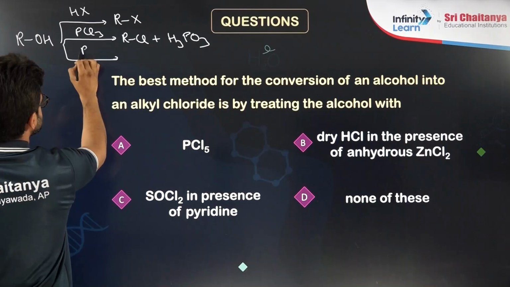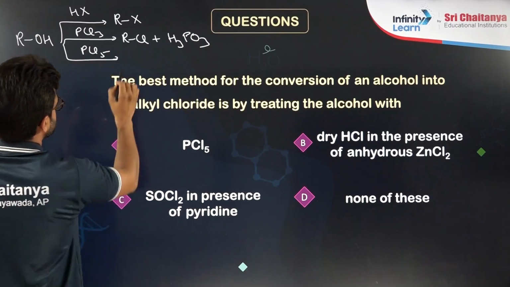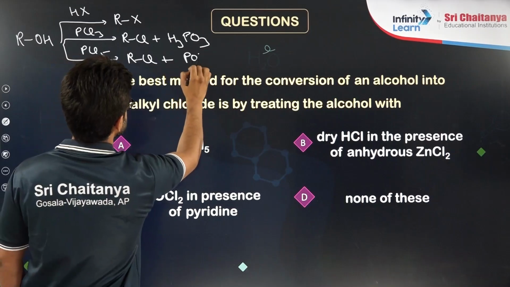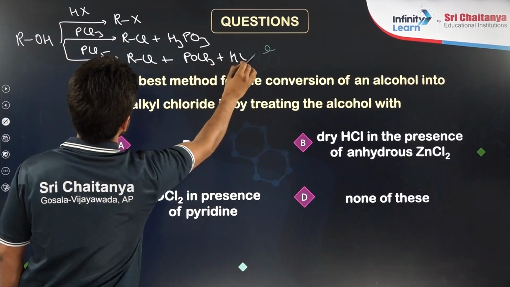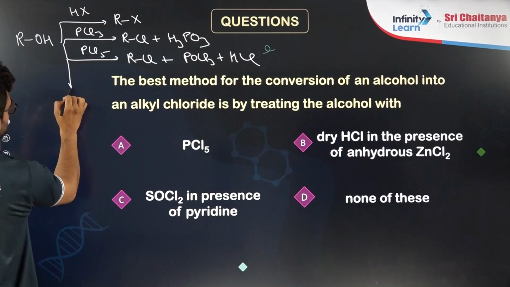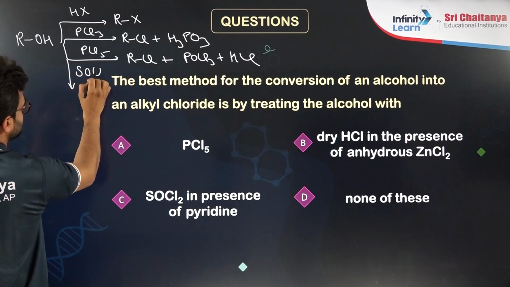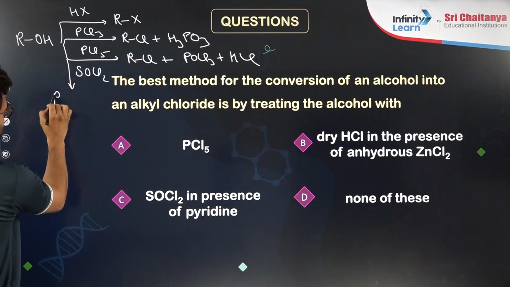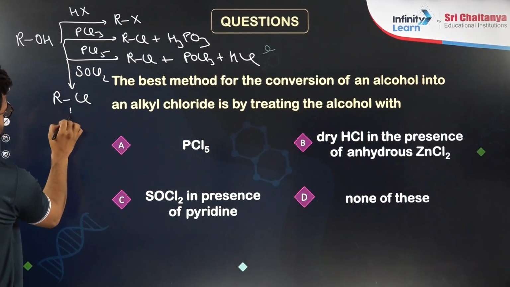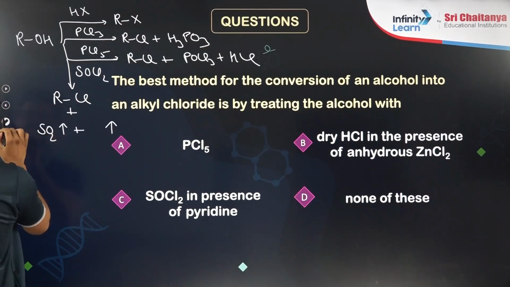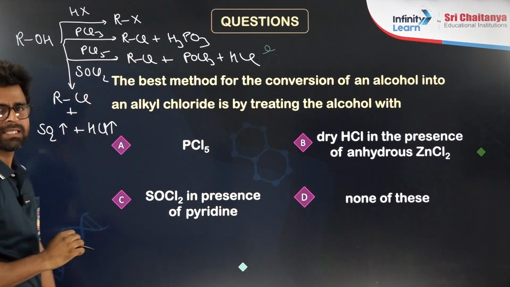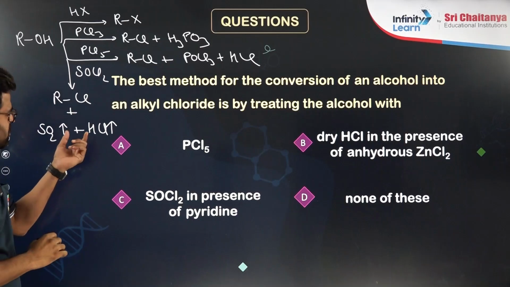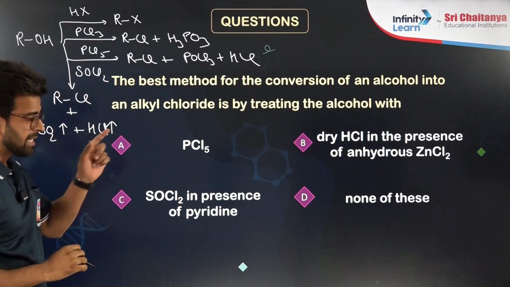Or you can use PCl5. PCl5 will give you RCl, POCl3 and HCl. And one of the best ones is thionyl chloride, SOCl2. It will make RCl and produce SO2 and HCl. Both of these are gaseous, so it is very easy to separate these from our main product. So let us see the question.